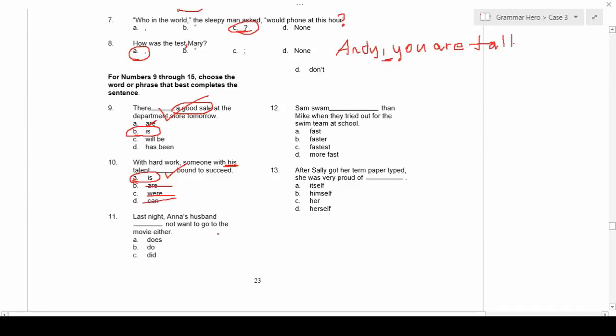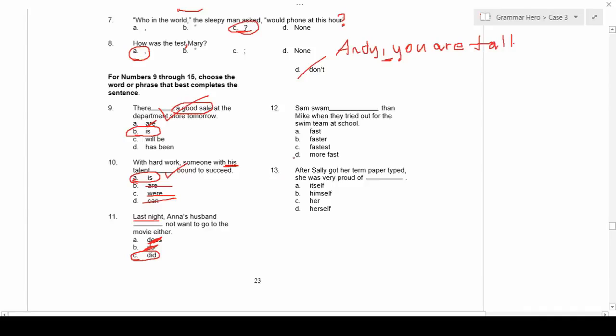Okay? Last night, Amanda's husband blank not want to go to the movie either. So we're talking past tense, last night. Amanda's husband does, that's present tense. We can get rid of that one. Do, also present tense. Last night, Amanda's husband did not, past tense. Okay, singular. So we found it. We don't even have to look at that one.